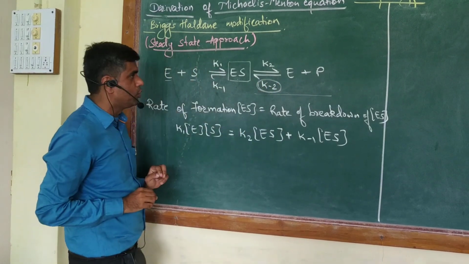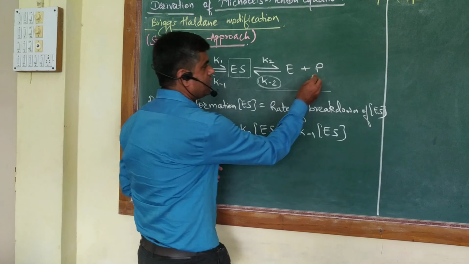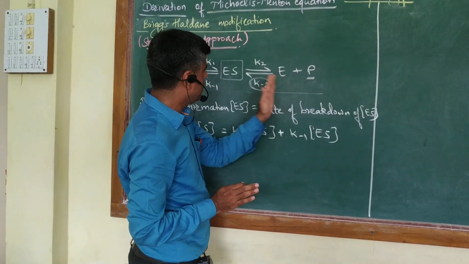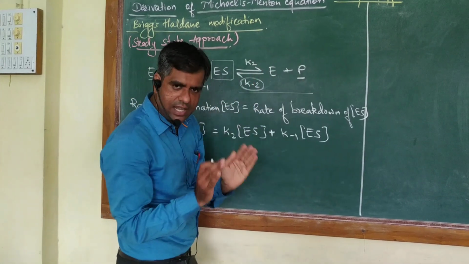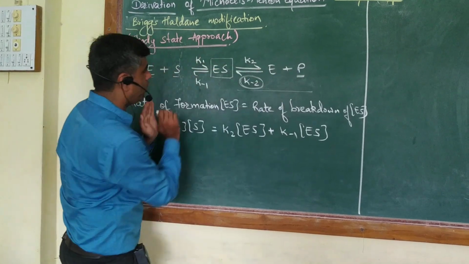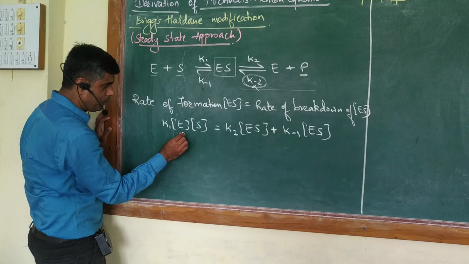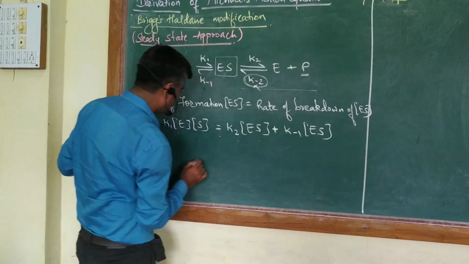In the steady state approach, we are in the initial period, so the concentration of product is very low. We consider ES being formed and ES being broken down to form E plus P, but this product is still low in the initial period. Therefore, product combining with the enzyme to again form ES is very little, so we have neglected this. So here we have K1 into E into S is equal to K2 into ES plus K-1 into ES.